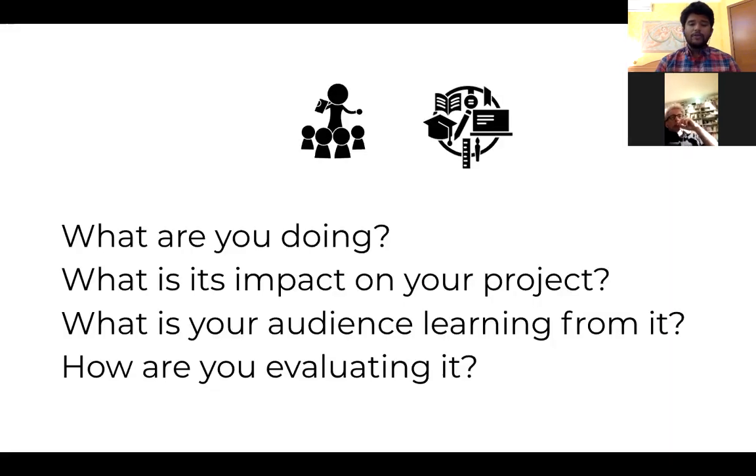So when we are doing some activity, we want you to think of four things: what you are doing, what is its impact on your project, what is your audience learning from it, and how you're evaluating it. So these are the four major topics you try to cover when you're running a program or when you're explaining someone about your program or activity. So I'll give some example about it.